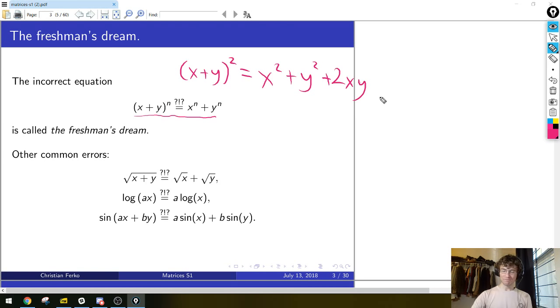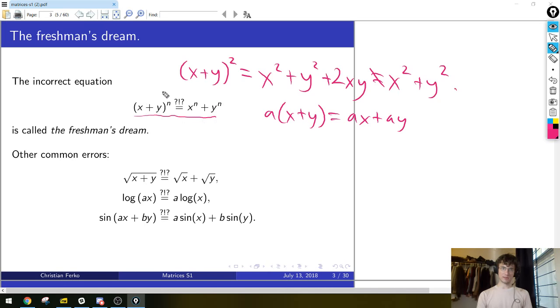Good. So this is, of course, not the same as x squared plus y squared. It's a common mistake. People look at this and they see parentheses, and you can often distribute across parentheses. If you have a number a times x plus y, of course you can distribute a across the parentheses. So people sometimes get a little trigger happy and think you can distribute this process of raising to powers. And it's simply not true.